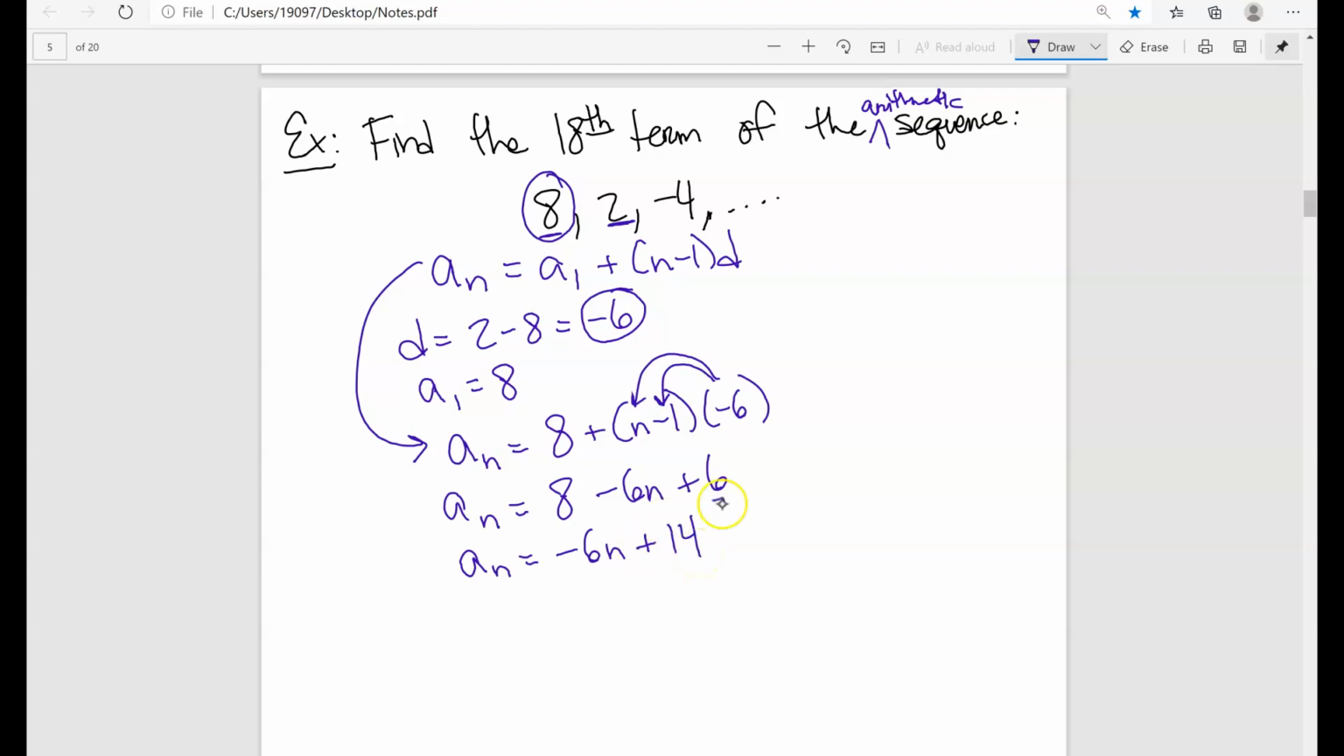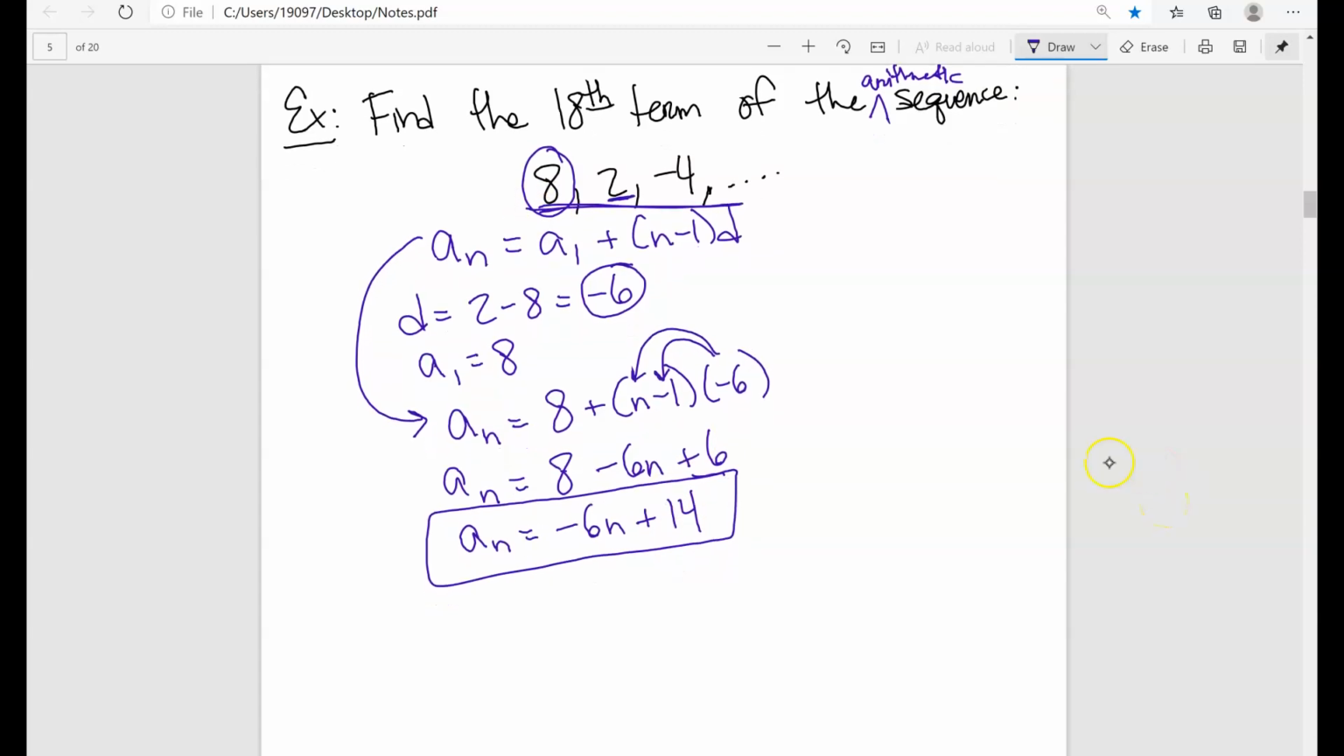Okay, so this formula is basically the formula for this arithmetic sequence. And what you can do, you can plug in 1 in there, and you can see that 14 minus 6 is going to give me 8. Then I plug in 2, and so on and so forth. So which term do I want? I want the 18th term. So I need to plug an 18 in there.